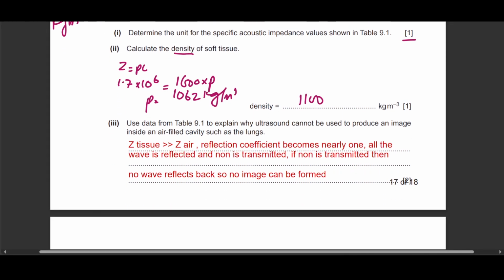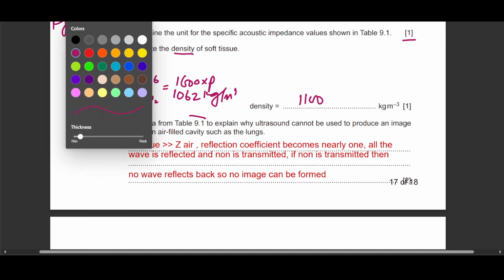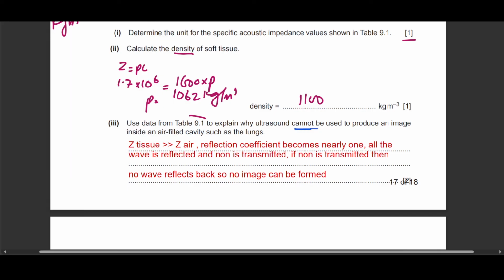Then he says use the data from table 9.1, refer to the values, and tell me why an image cannot be produced inside an air cavity, such as the lungs. Why we can't use it to see an image of inside the lungs. We can see the image from outside the lungs, but we can't see it from the inside. We can't see the small bubbles that are inside the lungs, which actually store the oxygen. So why is that so?